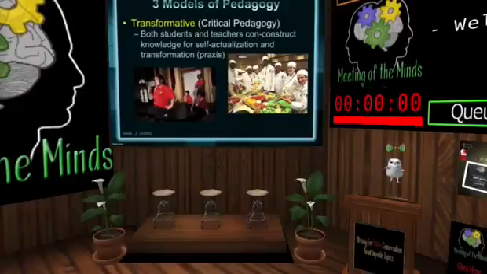Now, the third model is called the transformative model, and I would claim it's probably the most difficult one to do, and it's also the one that I see least often in formal education. Another term for that people may be familiar with is this is also called critical pedagogy.